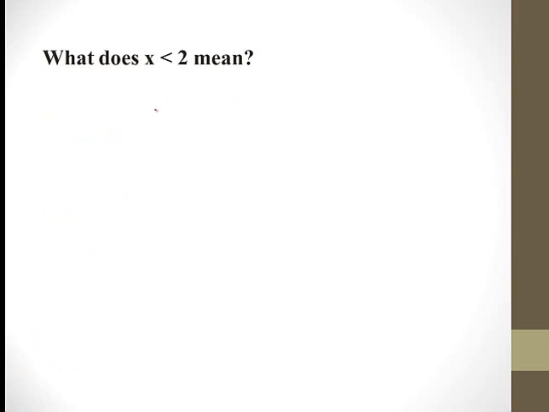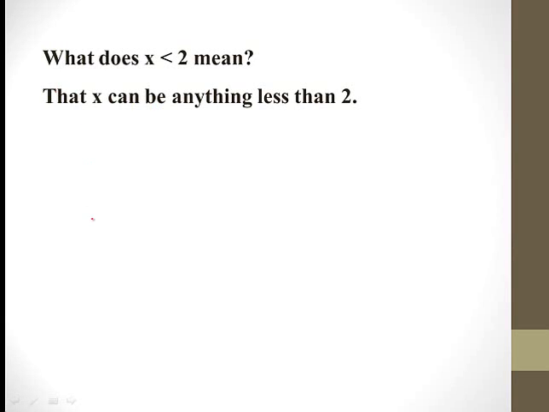So what does x is less than 2 mean? Not what it says, what does it mean? That x can be anything less than 2. So, give me an example. How about 3? No, 3 is not less than 2. How about 2? No, 2 is not less than 2. How about 1? Yeah. How about 0? Yeah. How about 5? No. How about -5? Yeah.